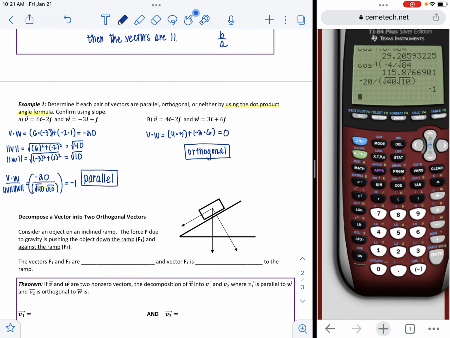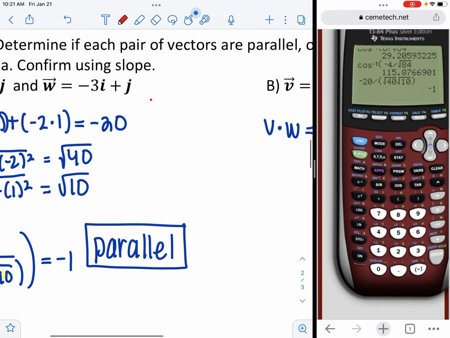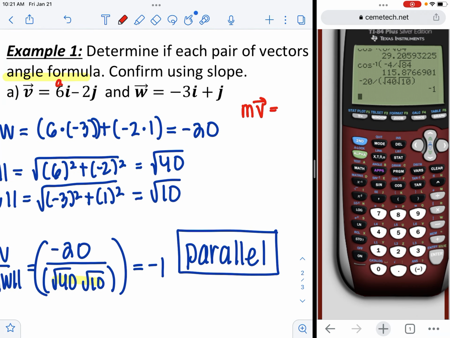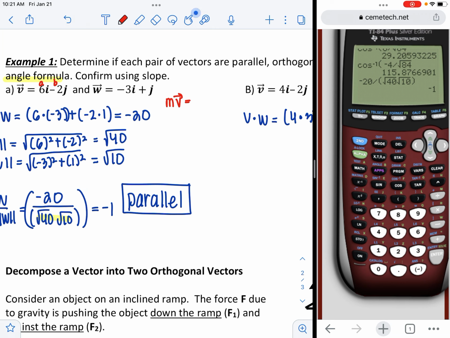Okay? All right, now we're going to confirm using slope. So we are going to find the slope of v first. The slope of vector v is, this is a, this is b, so we do b over a. Negative 2 over 6, which is negative 1/3. So the slope of v is negative 1/3. Then we're going to do the slope of vector w, which is, this is a, b is 1, so 1 over negative 3, which is negative 1/3. The slopes are the same, so they are parallel, confirmed.